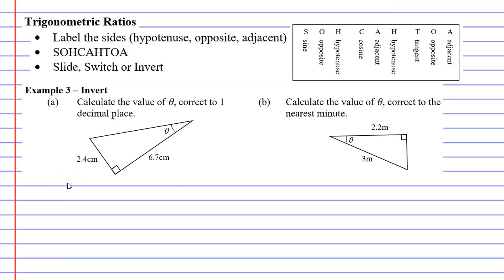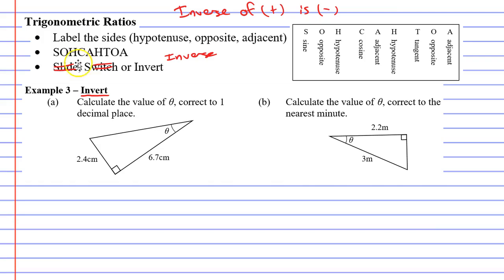So in this example, we're going to do what is known as an invert. Another word for invert is to do the inverse of something. Inverse basically means to do the opposite. So the inverse of addition, of plussing something, is subtraction. They're opposites to each other, and that's basically what we're doing. So we're not going to do slides, we're not going to do switches, we're going to do an invert, also known as doing the inverse of something.